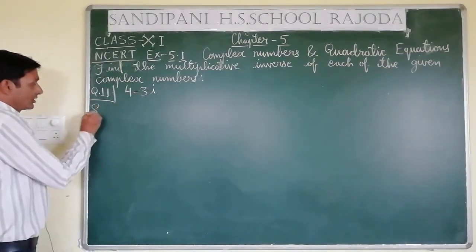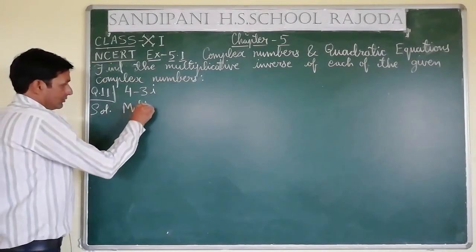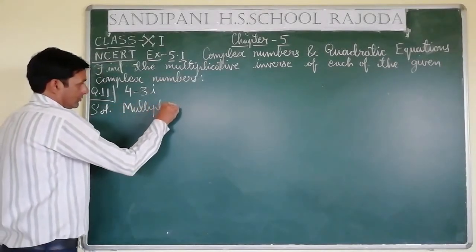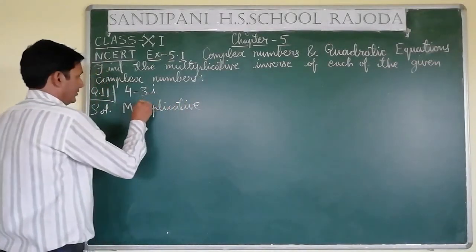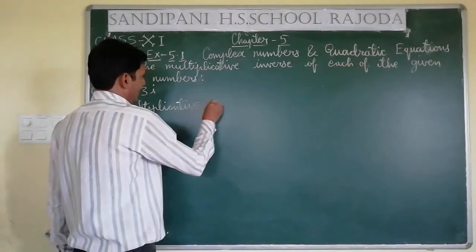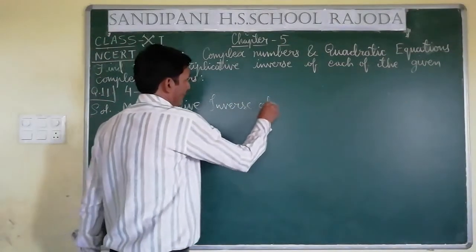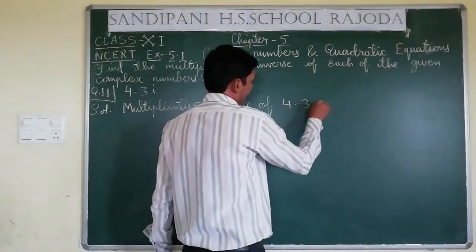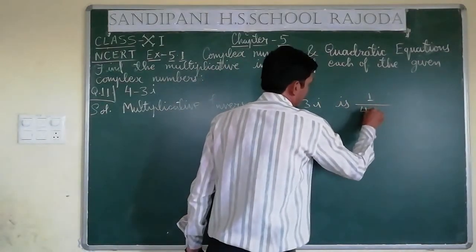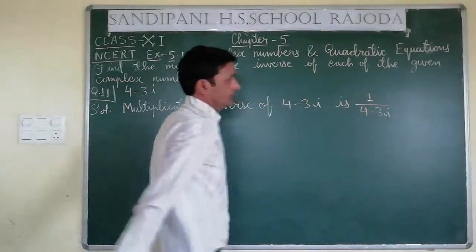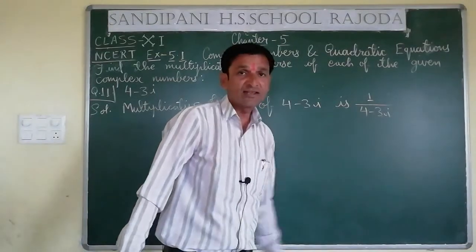So in solution, the multiplicative inverse of 4 - 3i is 1/(4 - 3i). So this is not in a rationalized form.